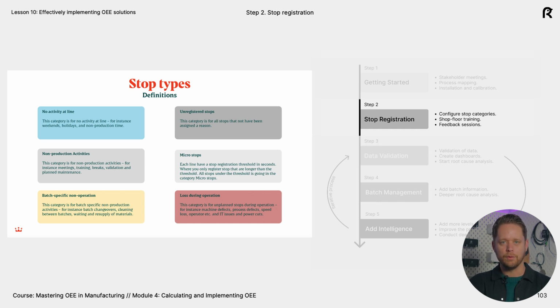So here, you can see how we typically define stop categories at FactBird. By carefully defining, categorizing, and standardizing stops across sites, you can gain actionable insights to drive OEE improvements effectively.